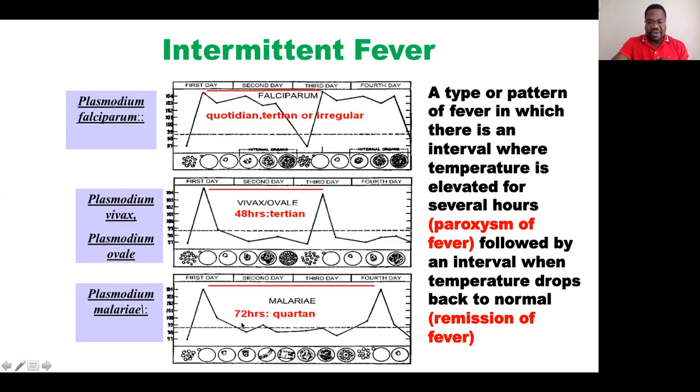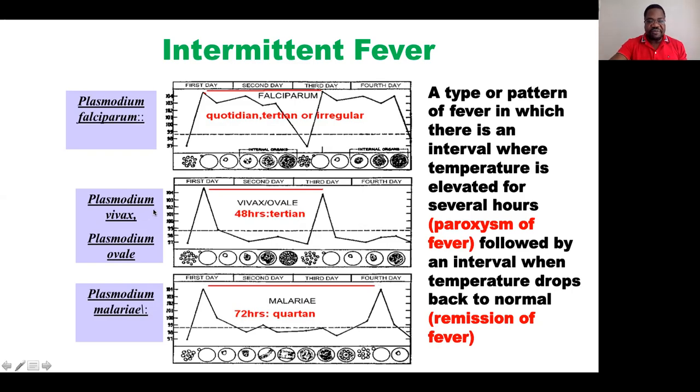So if you are infected with Plasmodium malariae, you will have a remission for 72 hours. After that, on the 4th day, you have another peak. Then there is a remission again, and so on. So the fever peak will be coming every 72 hours. That's what we call quartan malaria or quartan fever.